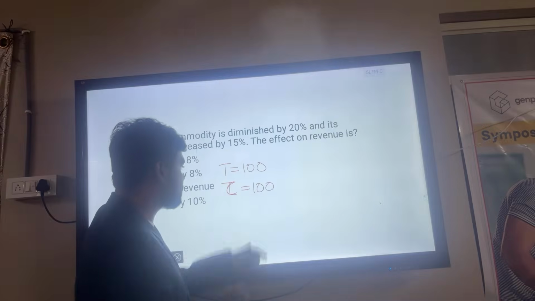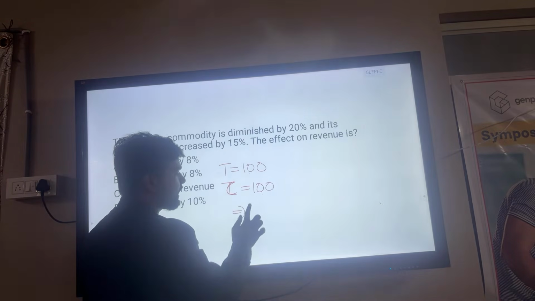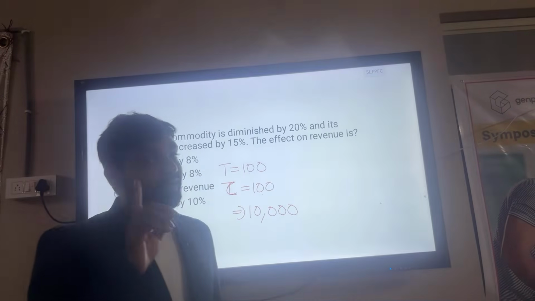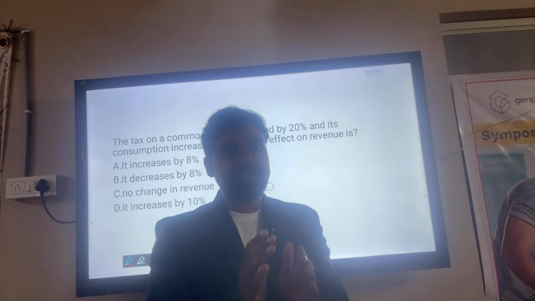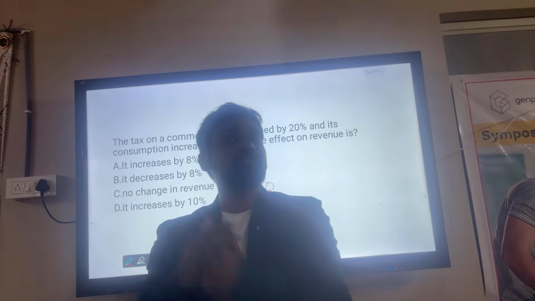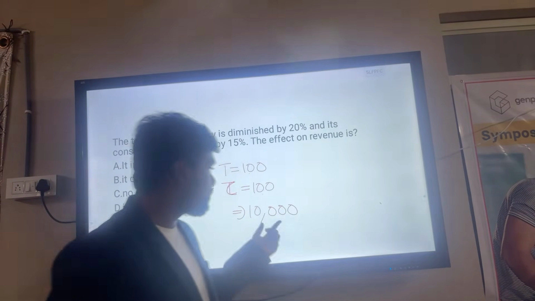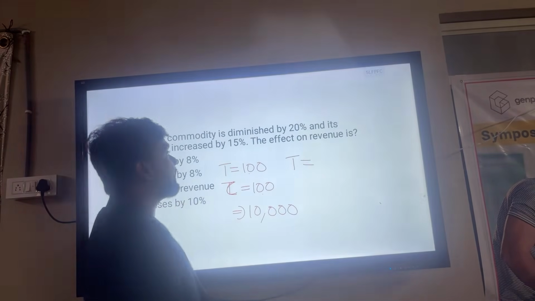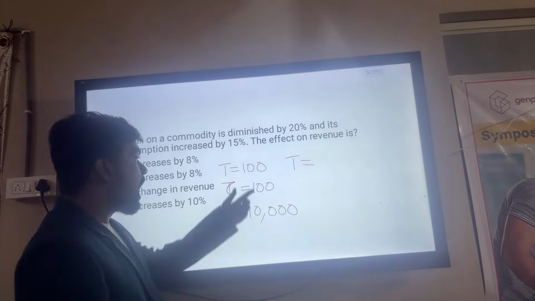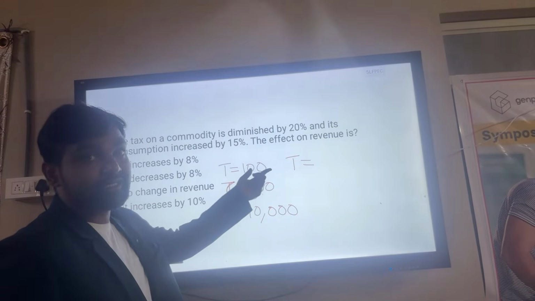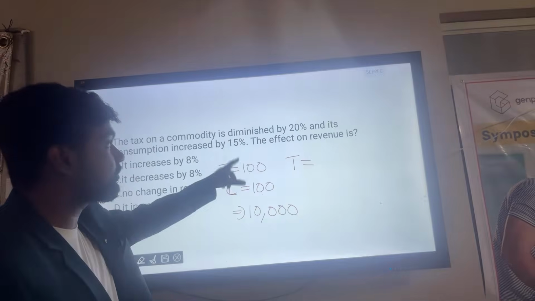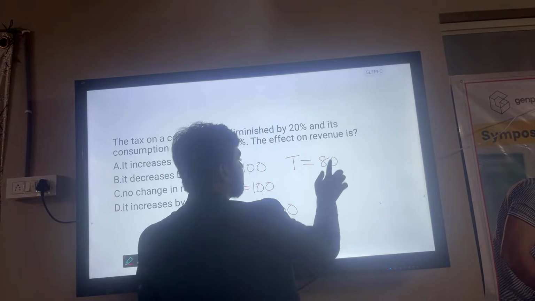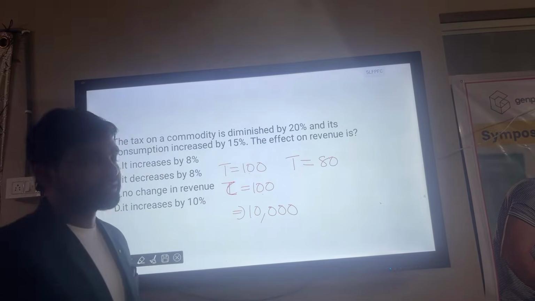So total tax is 100 into 100, nothing but what? 10,000. Because for one chocolate I am paying 100 rupees tax, like that I am eating 100 chocolates. So total revenue 10,000. In the next case, what happened? Tax is reduced by 20%. 20% of 100, nothing but 20 rupees. Now the actual tax is 80 because 20 is reduced.